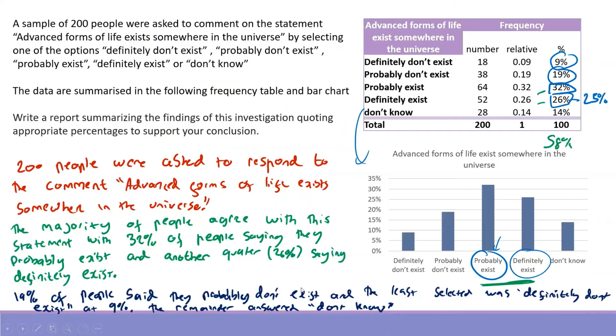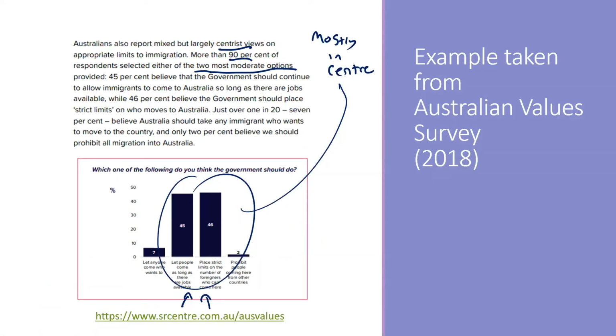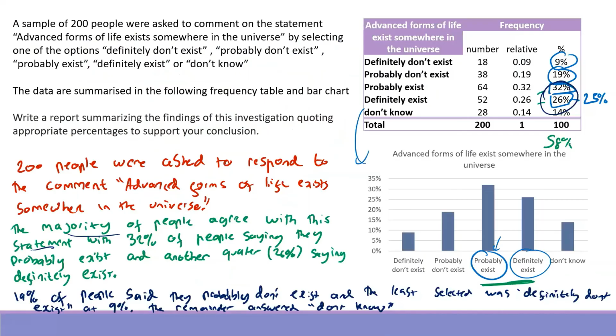This is very similar to what I said when you look at this: the majority of people agree with this statement, right? That's pretty much the same sort of thing. I said, oh look, it looks like the majority of people are in this area, and I'm reporting on the fact that the majority of people are in that area. And what they said this time is that the majority of people actually select the most moderate options. You could say the same thing if it turned out that probably exist and probably don't exist were the most popular. You could say the majority of people were not definite in their answer, or were not certain of their answer, whatever, I don't know.